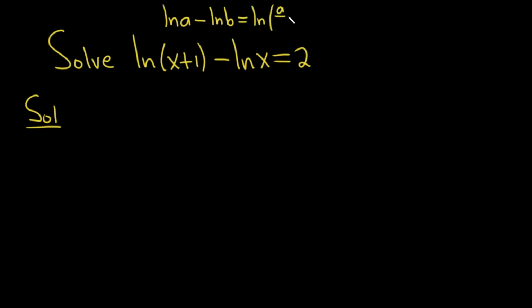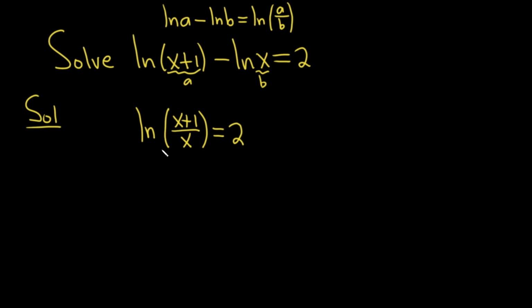a over b. So here, this is our a, and this is our b. So this is the natural log of a, which is x plus 1, over b, which is x. And all of this is equal to 2. So that's called the quotient rule.